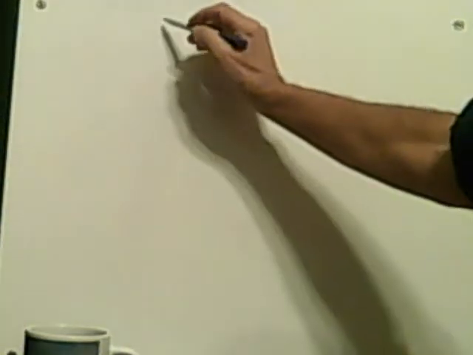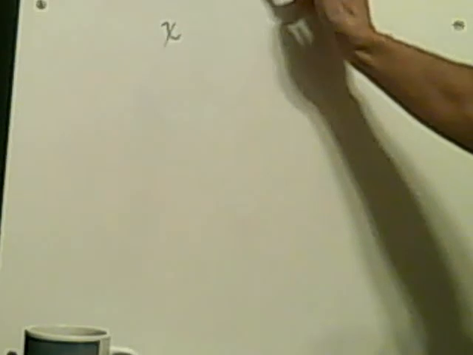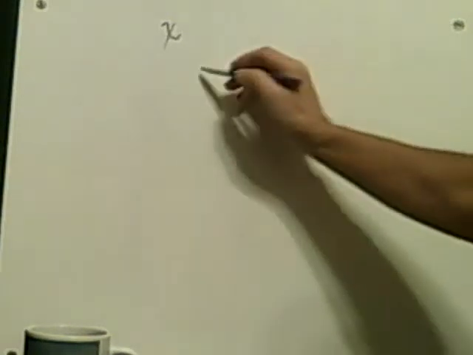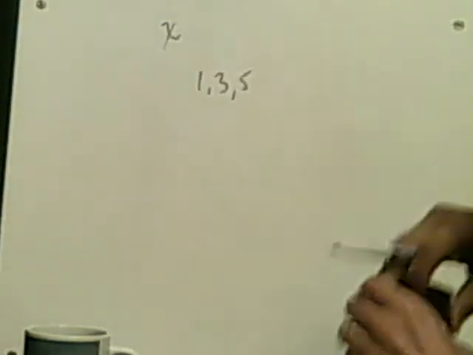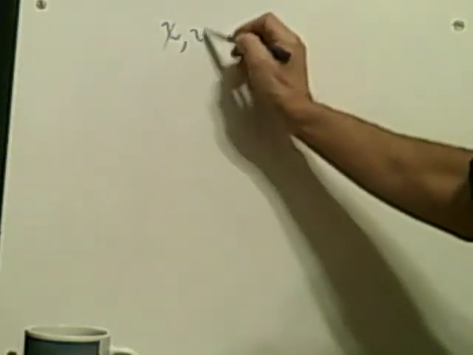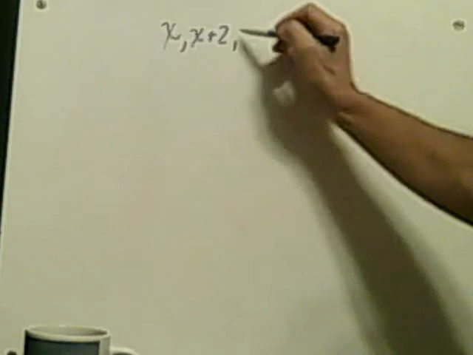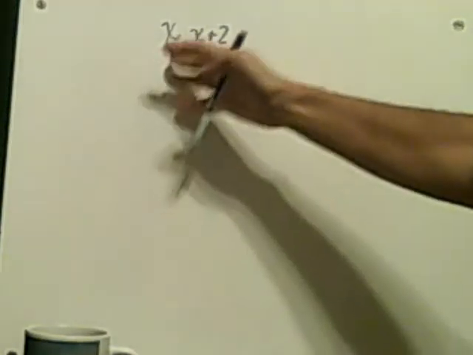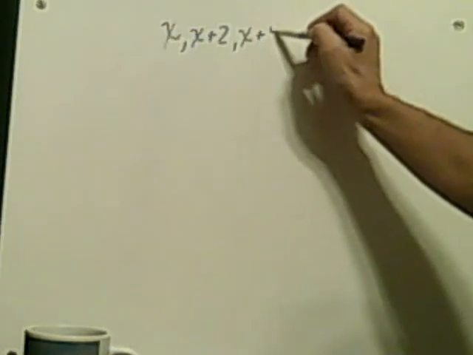Okay, the second one is number 4. It says the sum of 3 consecutive odd integers if the first integer is x. So 3 consecutive odd integers, that means like 1, 3, and 5. Those are 3 consecutive odd integers. But in this case, the first one is x. So if the first one is x, the second one is going to be x plus 2, because if one number is odd, you have to jump ahead 2 to get to the next odd number. And the next is x plus 4.